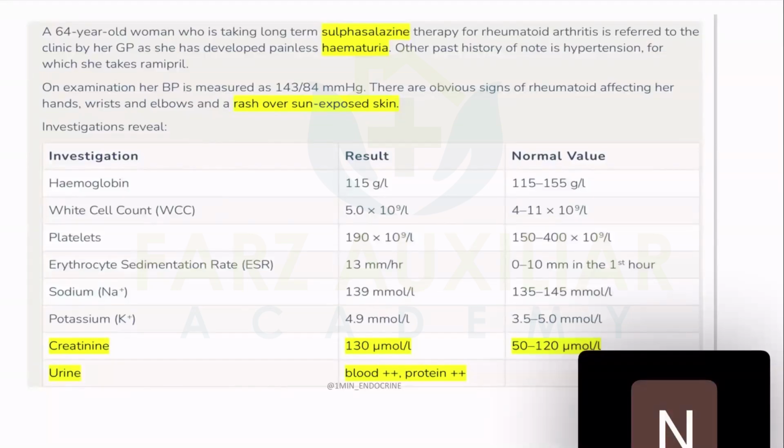The hemoglobin is 115, it is not low. ESR is 13. There is no mention of loss of weight, right?